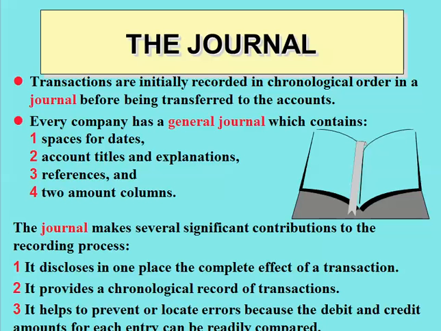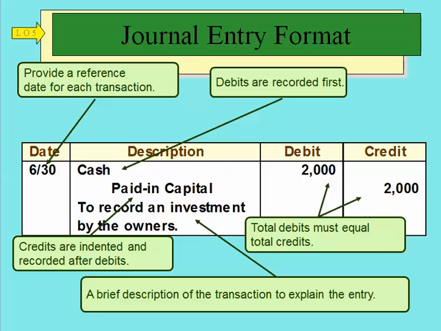This is where we would record every transaction. This is in chronological order, so based on date. And it's a good place because we keep all of our transactions in one location, and it will help us prevent errors. So here's what a journal is typically like, a page.